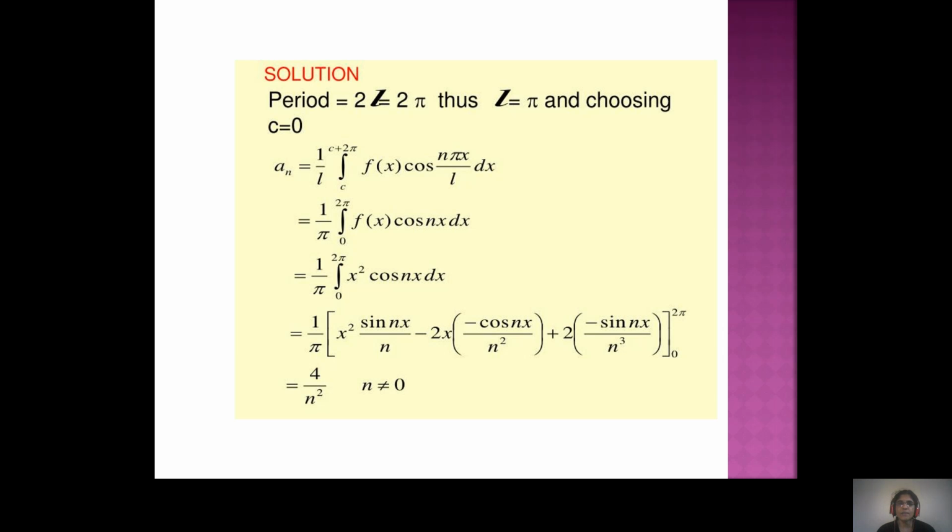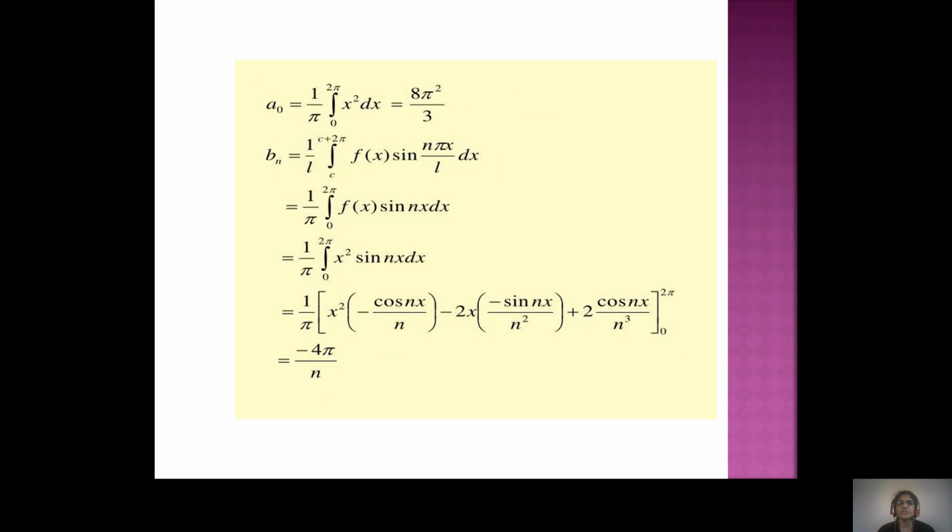So an is equal to 1 by L integral from C to C plus 2 L of f of x cos n pi x by L. So 1 by pi integral from 0 to 2 pi of f of x cos nx dx. So 1 by pi, x square sin nx by n minus 2x into minus cos nx by n square plus 2 into minus sin nx by n cube, from 0 to 2 pi, that is equal to 4 by n square. Like that you have to find a0. A0 is 1 by pi integral from 0 to 2 pi of x square dx, that is equal to 8 pi square by 3.